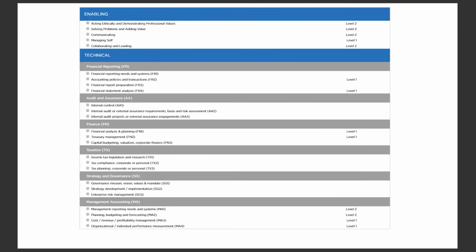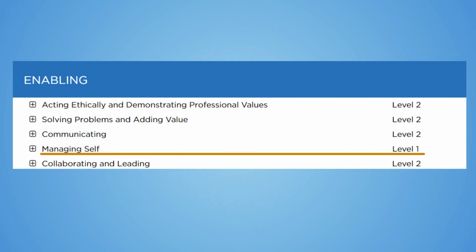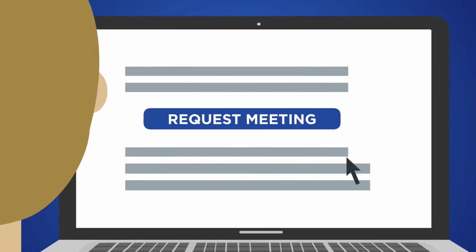Jason runs his consolidated summary and notes that he has self-assessed Level 2s in all enabling competencies except for managing self. He will look for opportunities to demonstrate this final enabling competency before his next experience report is due. Jason will request his 4th meeting with his mentor to discuss his progress and then ask his supervisor to verify the report.